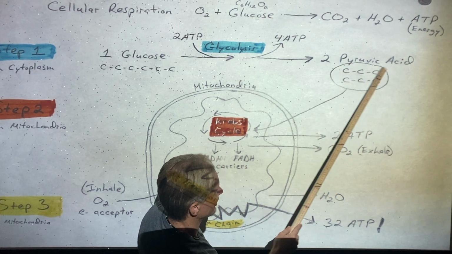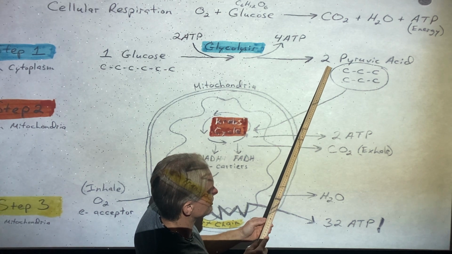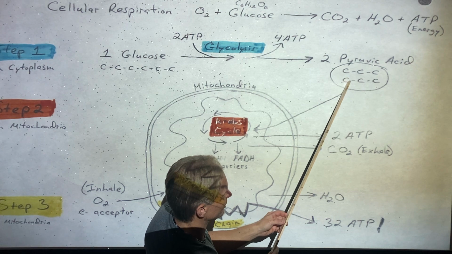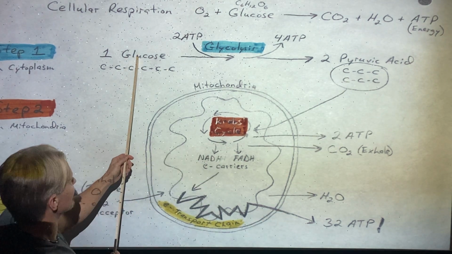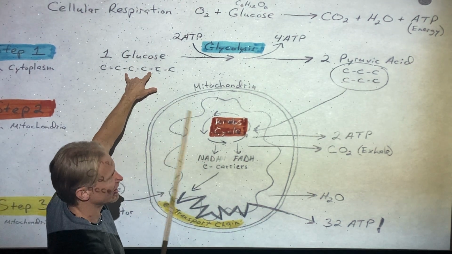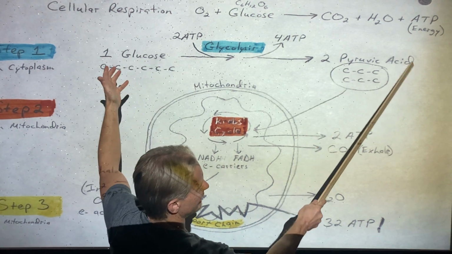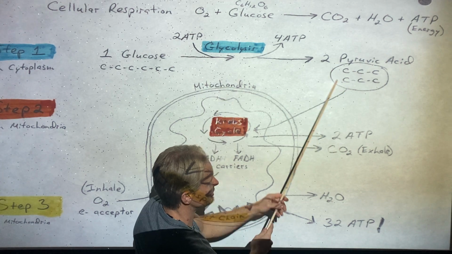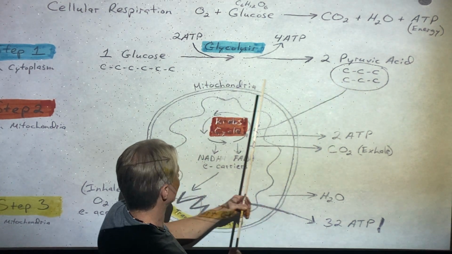Pyruvic acid. You're gonna get 2 because there are 3 carbons. 1, 2, 3, and then the other one, 1, 2, 3. So all we did was split this guy in half, and that's why we got 2. And this name for this stuff is just called pyruvic acid. And that's what the cell is after, because this stuff is gonna go on to the next step.